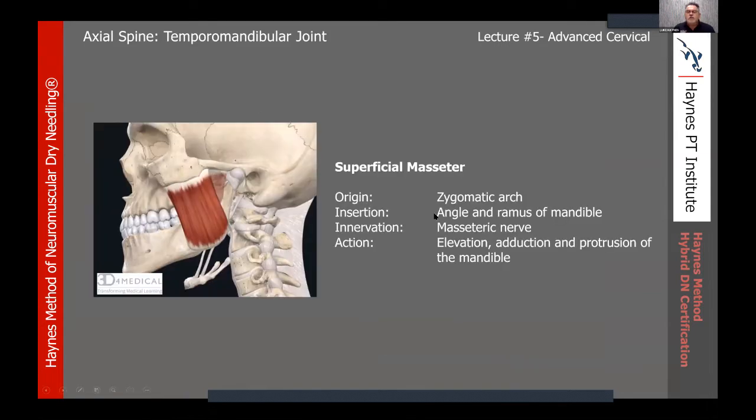The superficial masseter. Here our origin is the zygomatic arch, and it inserts into the angle and the ramus of the mandible. It's innervated by the masseteric nerve, and its action is elevation, adduction, and protrusion of the mandible.